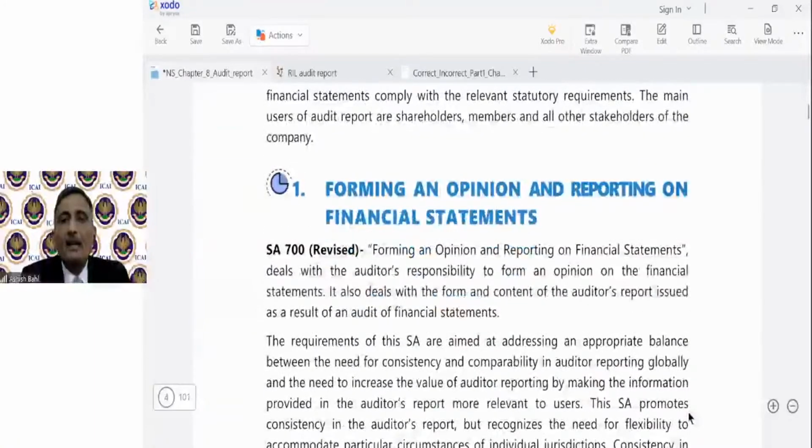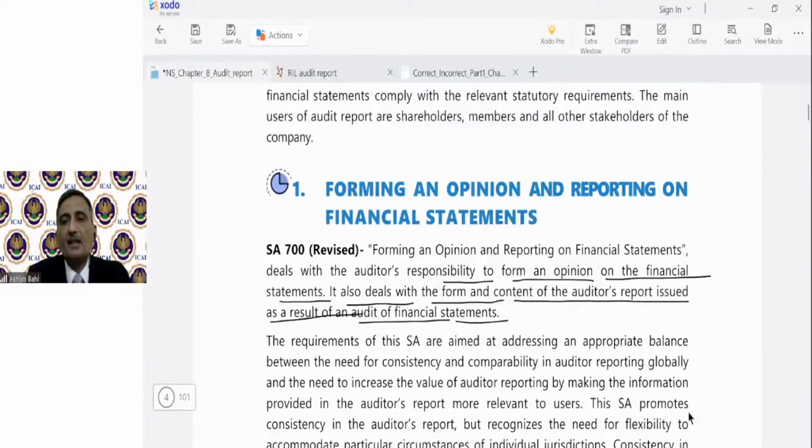So SA 700 deals with the auditor's responsibility to form an opinion on the financial statements, and it also deals with the form and content of the audit report or auditor's report as a result of an audit of financial statements. So SA 700 deals with these two aspects. One is the responsibility of the auditor to form an opinion, and second is the form and content of the auditor's report. How should the auditor's report look? What is to be included in it? What are the main headings in an audit report?